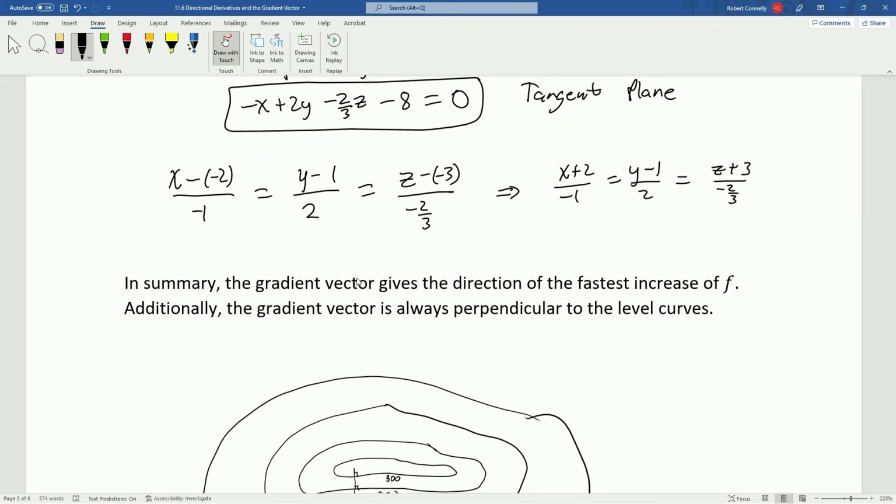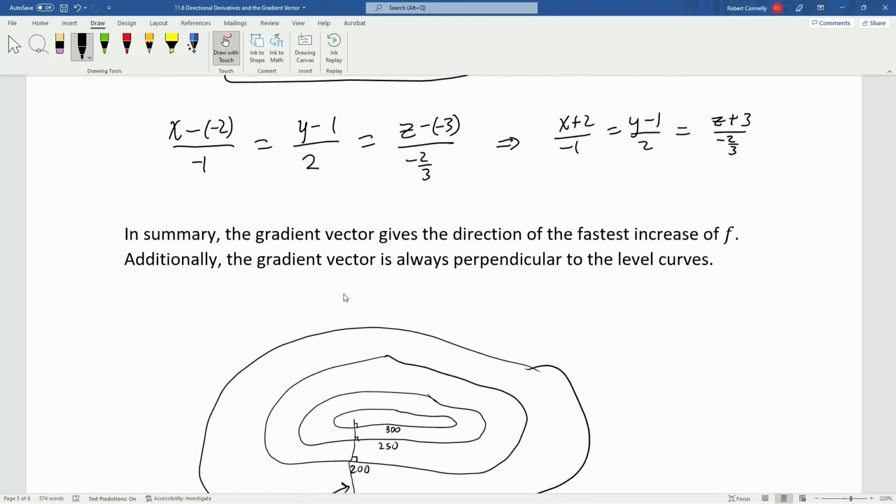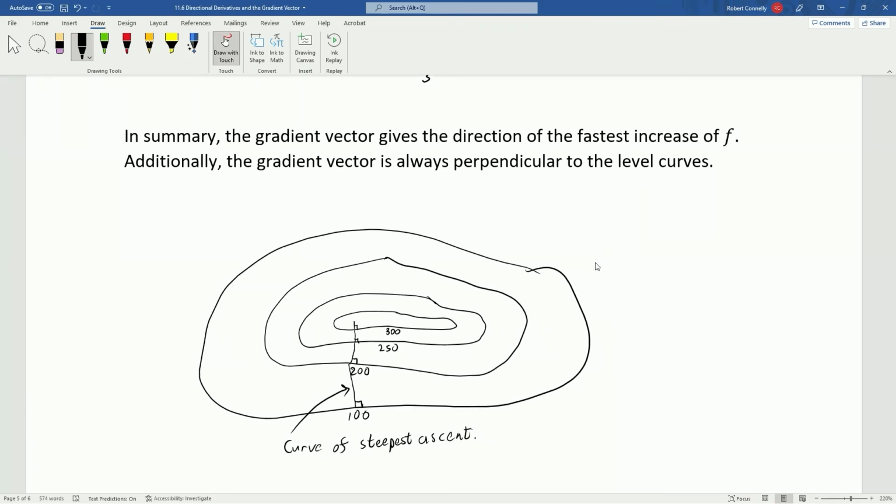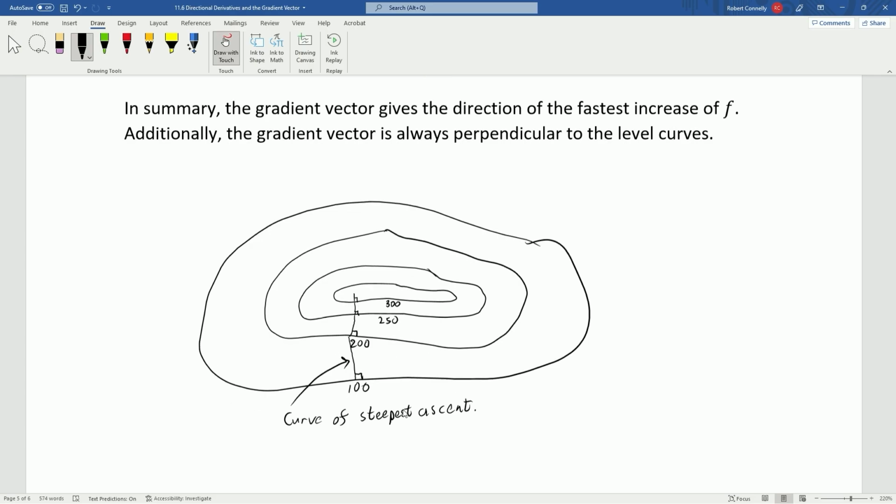Okay, so in summary, let's think about some of the things we've learned here. The gradient vector gives the direction of the fastest increase of f, and the gradient vector is always perpendicular to level curves. If we think of a level curve map, wherever your curve is, if you draw a perpendicular there and connect those dots, that essentially tells you the curve of steepest ascent up your path, say if this is a mountain. If you're following the perpendicular paths along each level curve, that's the curve of steepest descent.